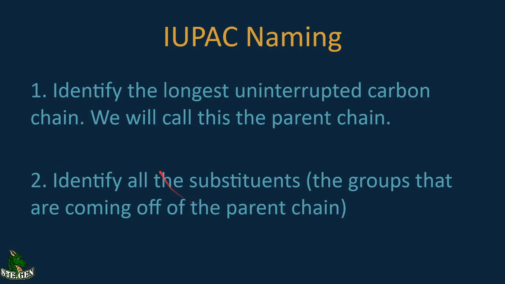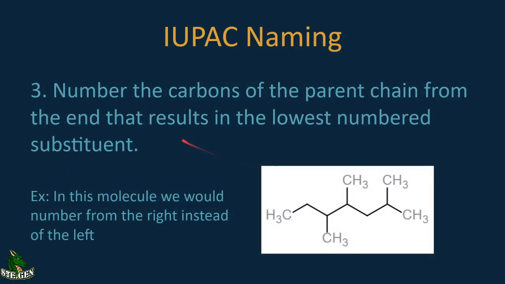Okay. So rule number 1, identify the longest uninterrupted carbon chain. We will call this the parent chain. The parent chain is where you base your root naming off of, and then you get to identify all of the substituents. Substituents is just the word for groups that are coming off of the parent chain. Then you number the carbons of the parent chain from whatever end results in the lowest numbered substituent.